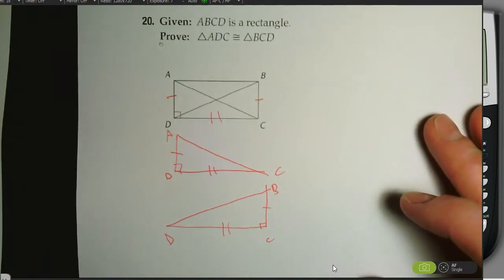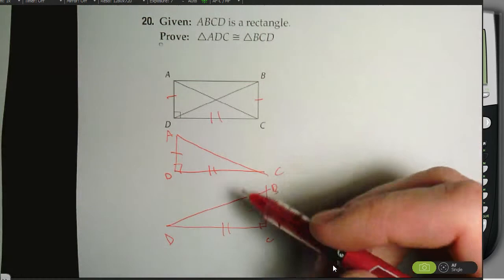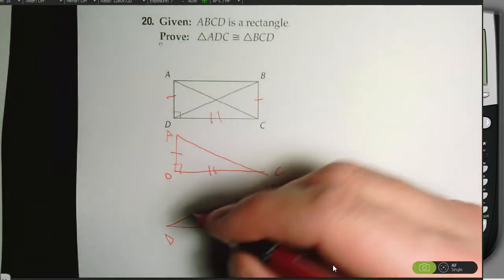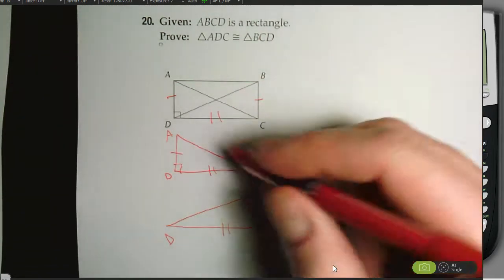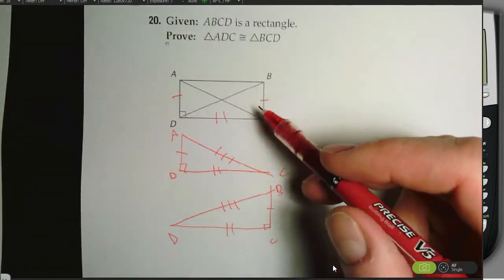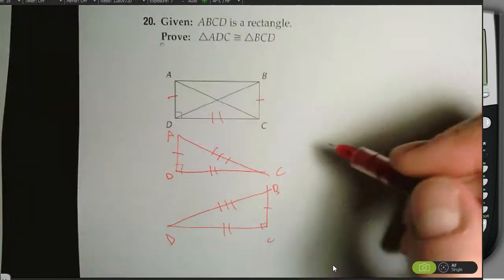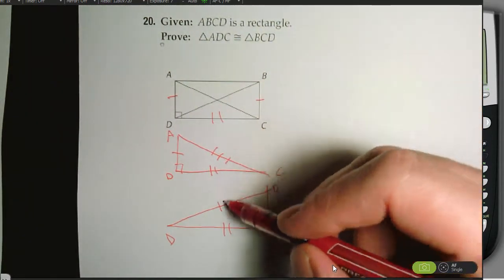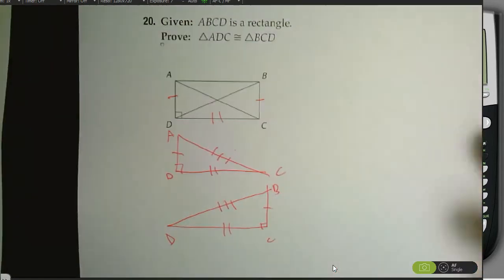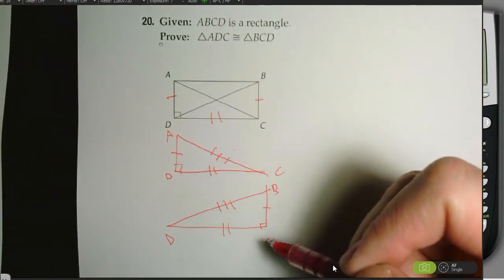So that's our second part. Now the third part, and this is the only part that really uses it being a rectangle, is we can get the third pair of sides, which are the hypotenuses, BD and AC, congruent, because they are the diagonals. AC is one diagonal, BD is another diagonal, and for a rectangle, the diagonals are congruent. So there we go. And now that gives us side, side, side.